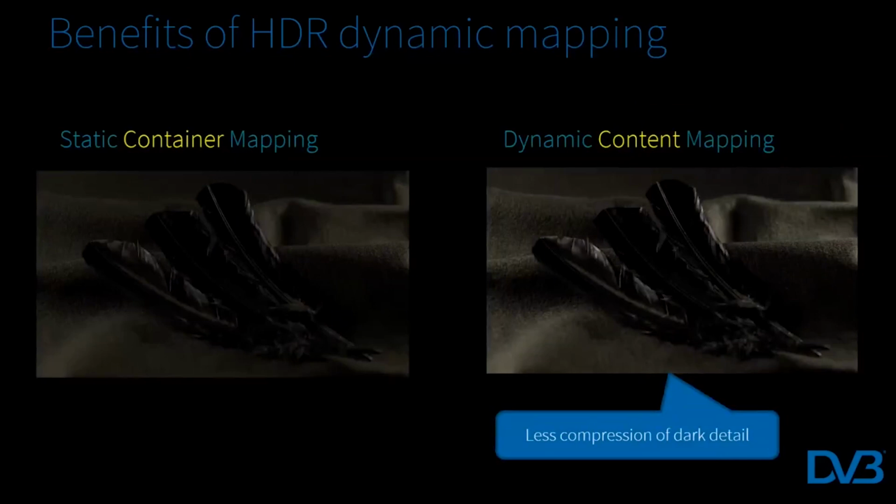On the left-hand side, you see what would happen if I applied my normal static container mapping curve here. I really end up with an image that is just too dark for me to really see what is going on here. Whereas by being able to change the mapping dynamically, I'm able to have an image where I've got far less compression of the dark detail. I can still see the rumples in the cloth. I can see the light glinting on the edges of the feather, and I can still make out some of the textures of the feather.